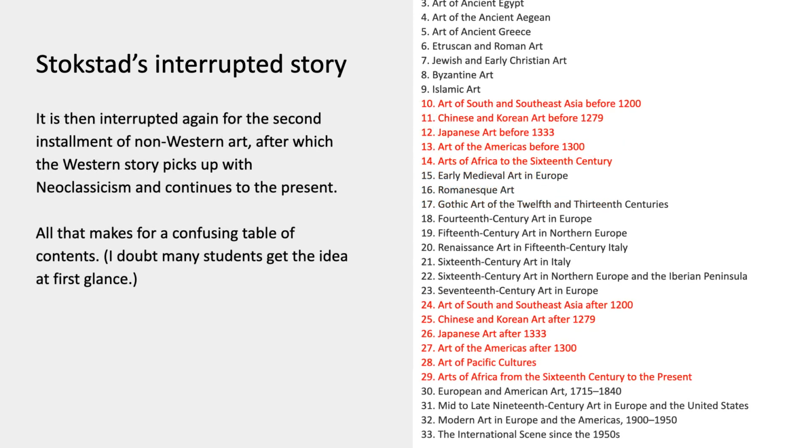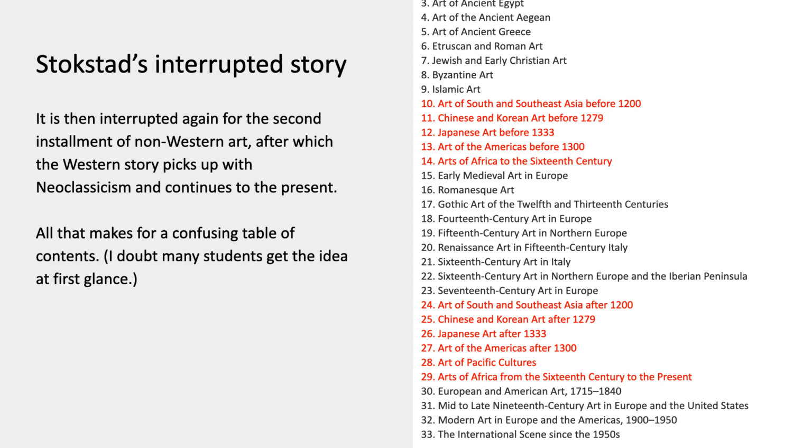And then it's time to return to non-Western art for the second time and the last time in this book. So these chapters, 24 through 29, that I've also marked in red, finish up the narratives in the earlier chapters, 10 through 14, and take them all the way up to the present. So the place where the chronology is stitched together, you might say, is right between chapter 23 and 24, where you're more or less between 1300 and 1500. So you're not changing your chronology too much when you go from 23 to 24.